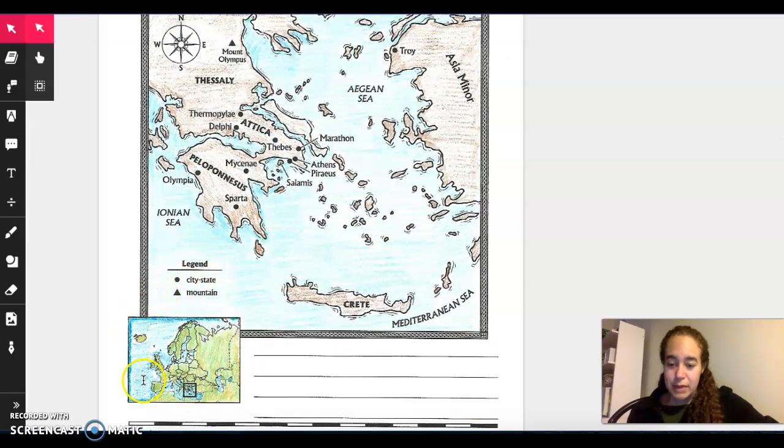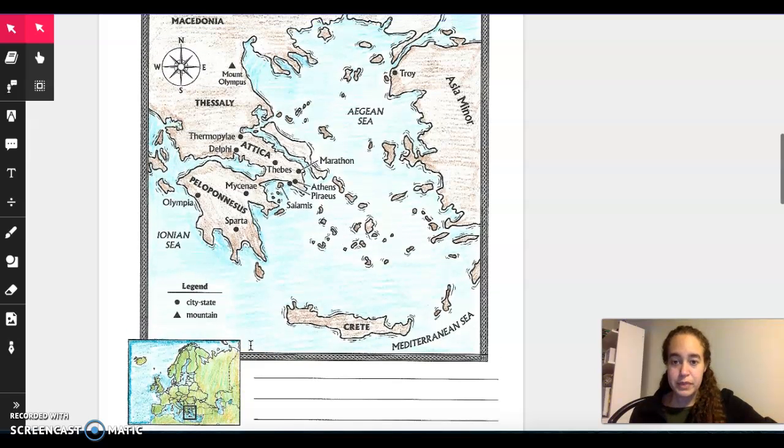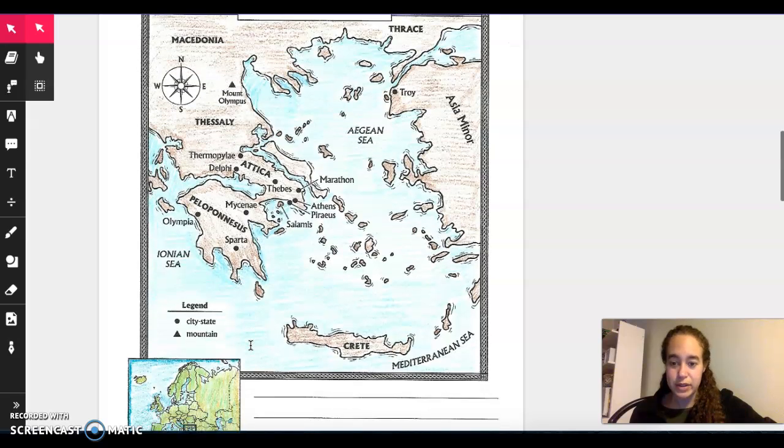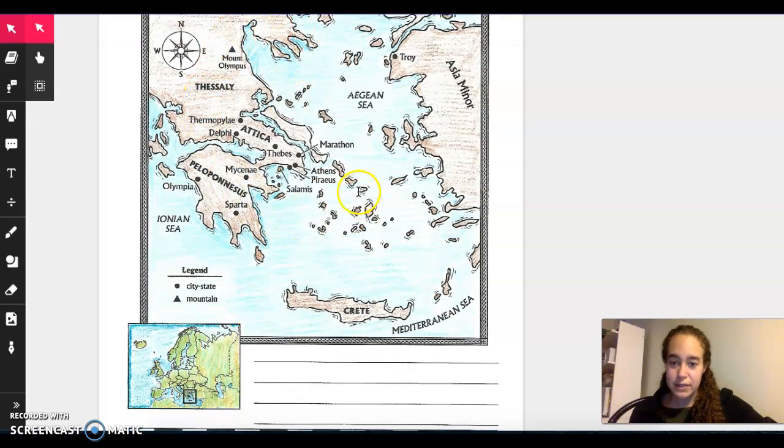There's an inset map here. You're going to use this inset map to help you a little bit when you do the challenge this week. The challenge this week is to write a caption to go with this map. This map does not have a caption to tell you where in the world you are looking when you are looking at ancient Greece, but it does have the full map with some labels, and it also has an inset map to show you kind of the continent that you're looking at.